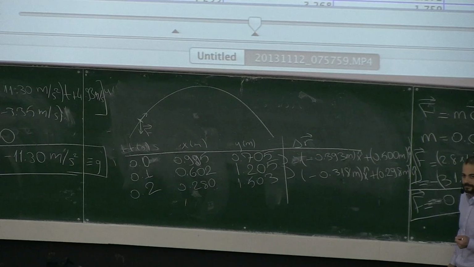No, you don't agree? Is this point clear? The error bars.